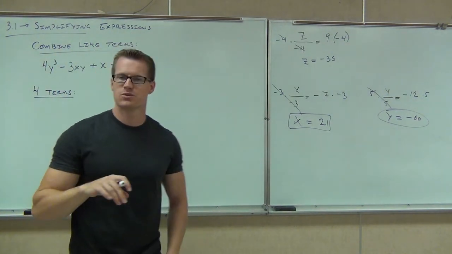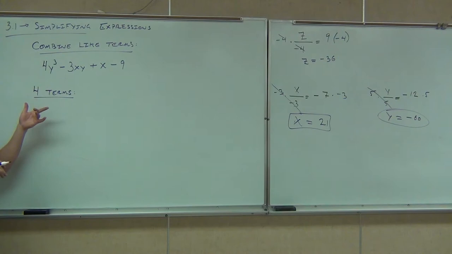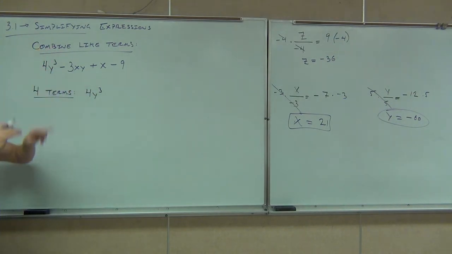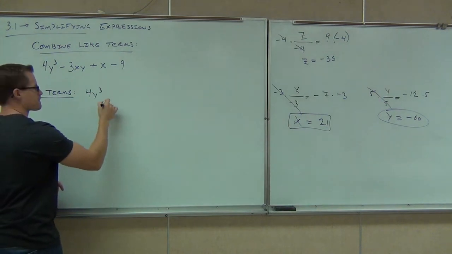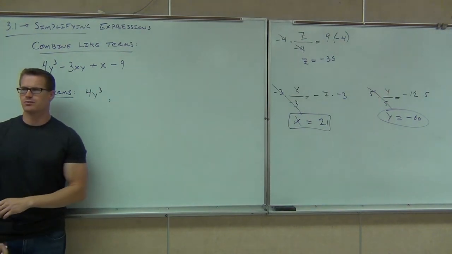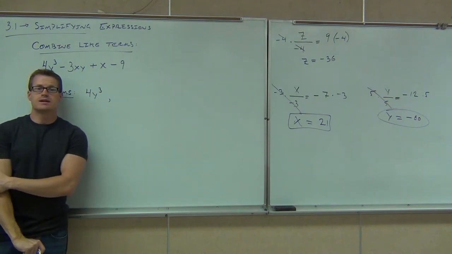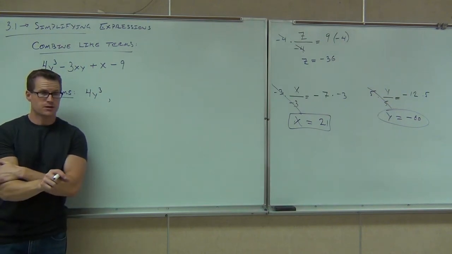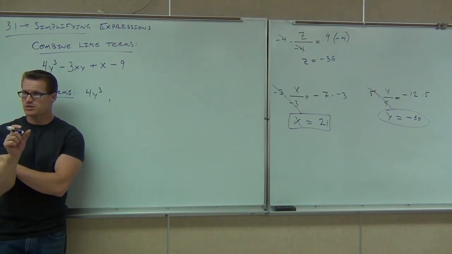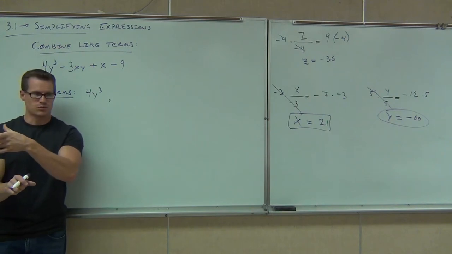So let me do the first 2 examples for you. The first term that we have up here is 4y cubed. That's the first thing. So 4y cubed is a term. Can you tell me my next term? Okay, now it goes with the sign in front of it. So notice how there's a sign in front of that 3xy. We're going to consider that to be a negative 3xy. It goes with that term. Are you with me on this?